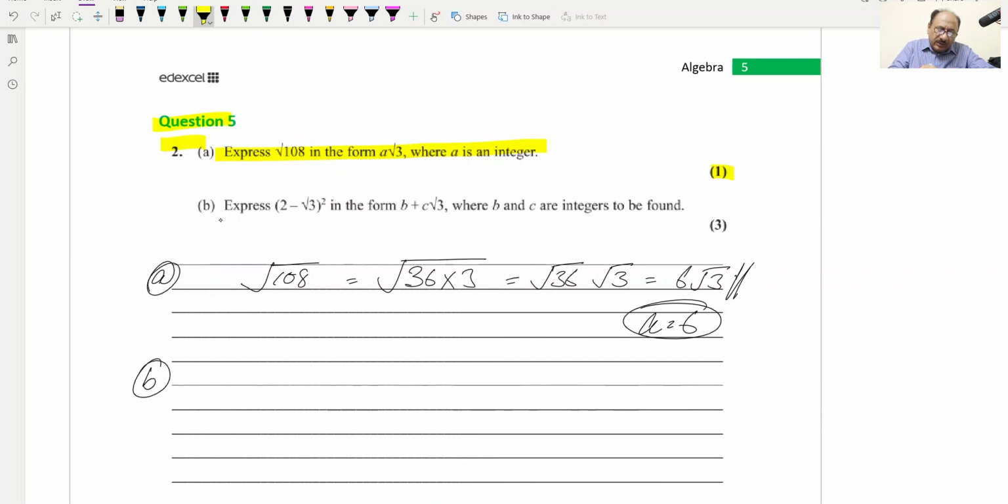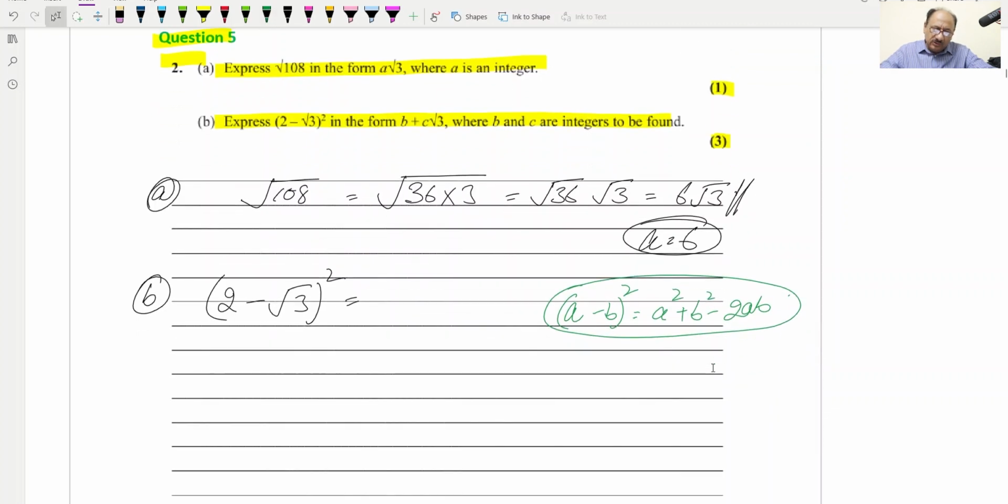B part says express this in the form of this one, where a, b and c are integers to be found. This is a 3 marks question. So basically we have to open the square, and we can write it as 2 minus under root 3 whole square, and we can apply the formula, or you can multiply also. So if you are interested in the formula, we can write a minus b whole square is equal to a squared plus b squared minus 2ab. This is what we can apply, or we can just multiply them. Most of the students are basically interested in multiplying, so I'm just multiplying this one. You can even apply this formula also.